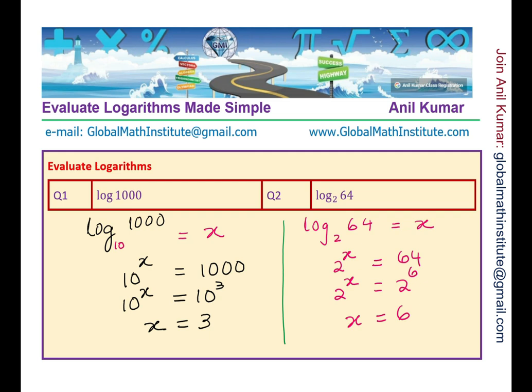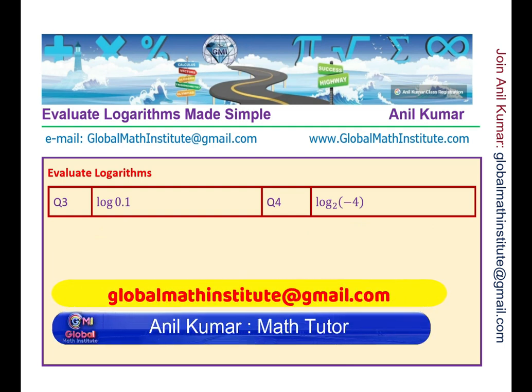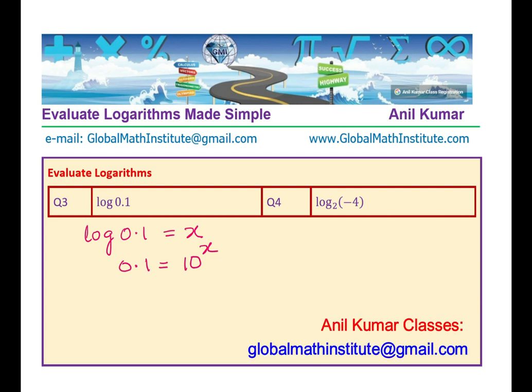No problems. Now let's take up slightly more difficult questions. We have log 0.1 and log to the base 2 of minus 4. When I write log 0.1, let us say it is equal to x. Base is 10, so we'll rewrite this as 0.1 is equal to 10 to the power of x. It doesn't matter whether we write 10 to the power of x on the right hand side or the left hand side. It is one and the same thing. As per your convenience, you can write. The important thing is that this base, which was 10, remains there as a base.